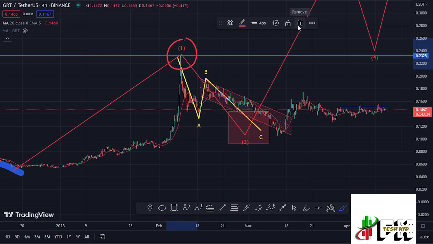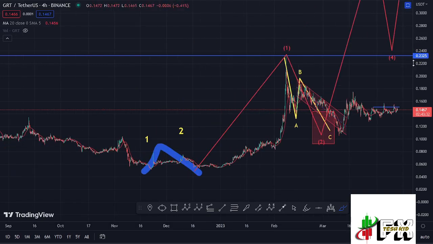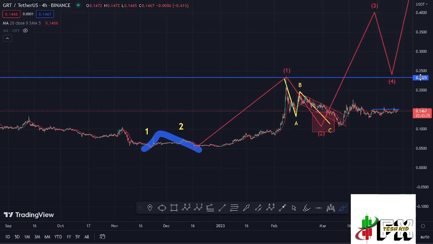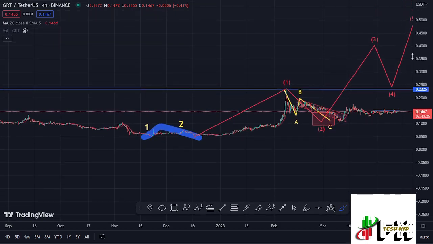$0.2325 mark. And now my primary scenario is that whatever we are seeing here on the GRT chart is the start of an impulsive wave to the upside in the formation of this wave 3. And before we started seeing higher prices obeying these Elliott wave structures, we had been seeing higher prices in these 1-2 setup to the upside.